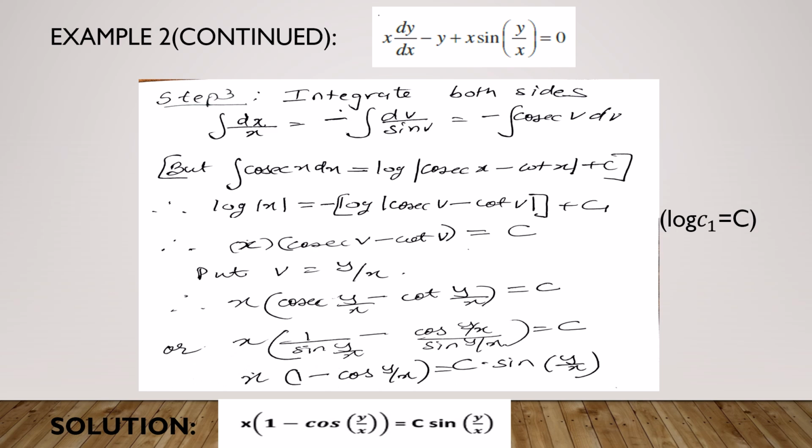So you can now write it, log can be taken out by taking the exponent. You know, log of x into y is log x plus log y type. So now you can write left hand side as x into cosec v minus cot v and right hand side as some constant c. So basically we are removing log. Now you put v is equal to y by x. Again re-put v is equal to y by x. So you get x into cosec y by x minus cot y by x is equal to c. Just simplify it. You will get x into 1 minus cos y by x is equal to c into sine y by x. This is the solution.